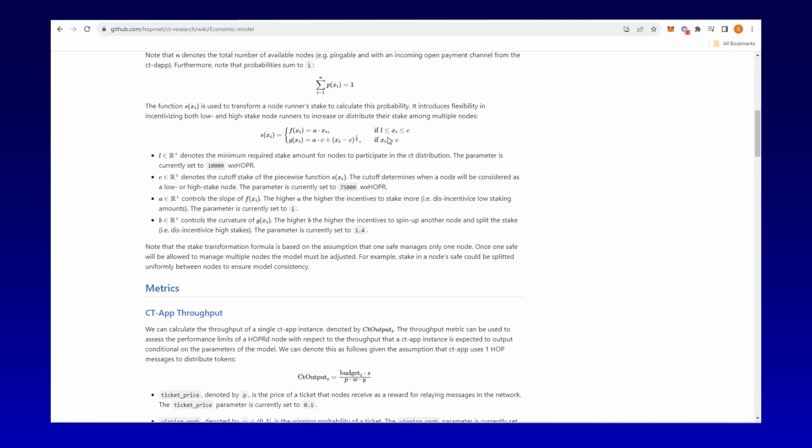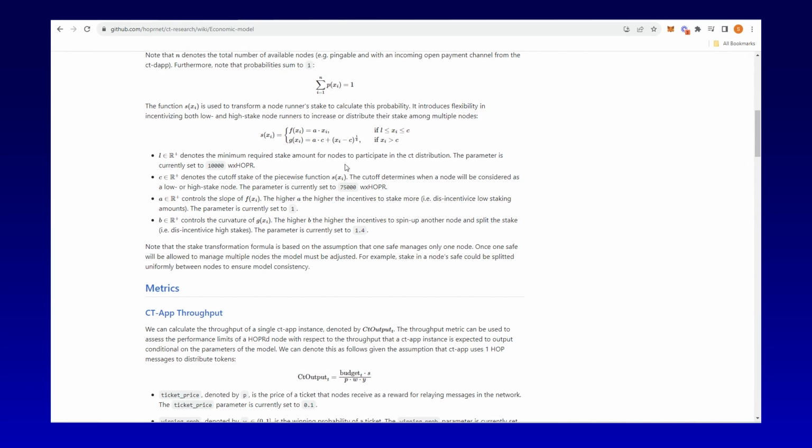Let's say the thresholds are 10 and 100 as they were before. If you stake 50 and the parameter A is set to 1, your 50 stake is worth a transform stake of 50. But if you've staked 150, your first 100 is worth 100, but that remaining 50 has the power function 1 over B applied to it. Let's say B is 2. 50 to the power of a half is roughly 7. So your total stake is worth 107. Even though you've staked 150, cover traffic will treat it as if you've only staked 107.